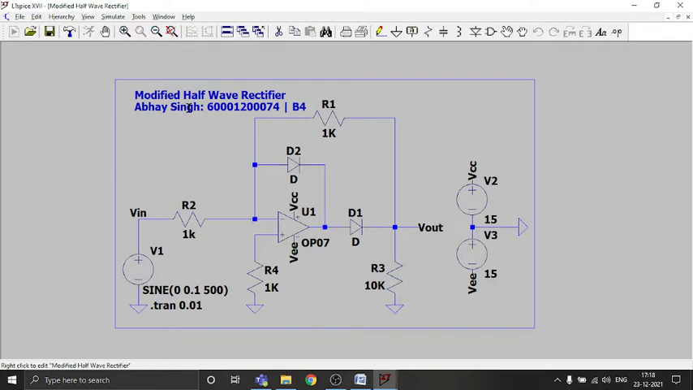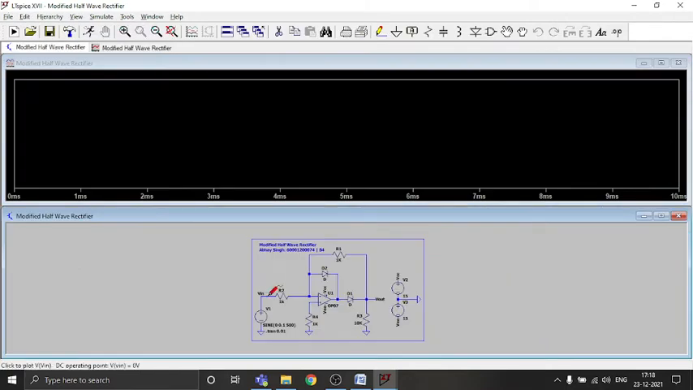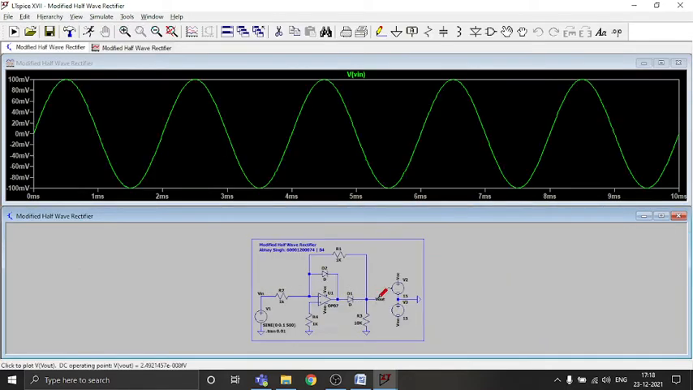So I am going to run the simulation. I will take my input as well as my output on the screen. As you can see, it is giving output where the input is negative cycle, the half wave rectified output, and for the next cycle the output is off.